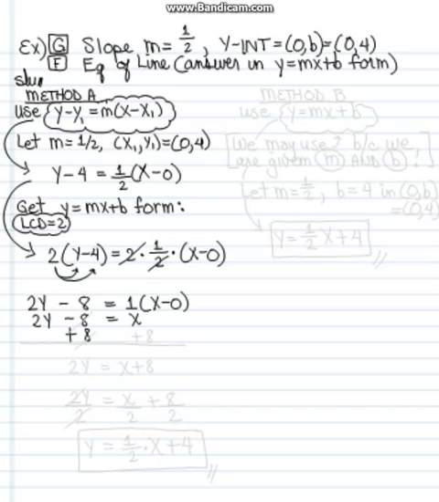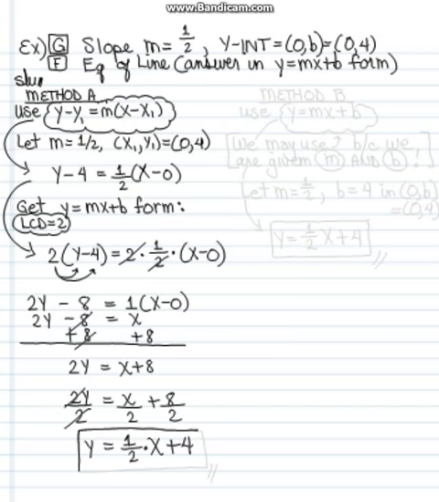Move the 8 over to isolate the y term: 2y equals x plus 8. And now just get rid of the coefficient of y by dividing everything individually by 2. Don't just divide the whole right side by 2. Divide each of the terms by 2 to get this proper form. So our answer in slope-intercept form is y equals 1/2 times x plus 4.